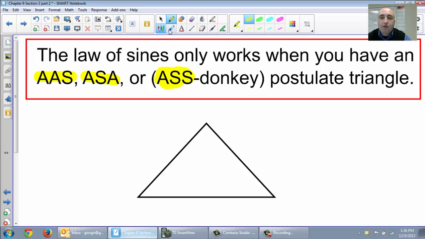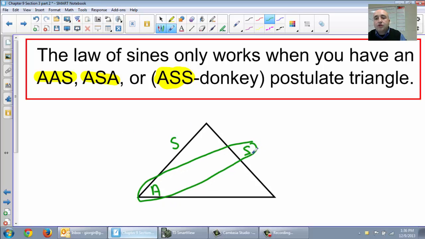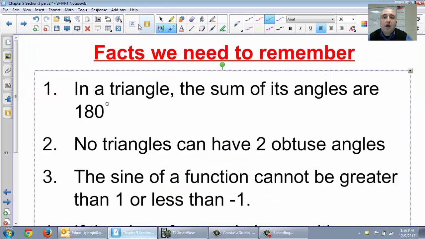Let me give you an example of what would look like the donkey postulate. Let's say they gave you an angle, and then a side, and then a side. Angle, side, side. Notice that we still have a set, so I can still use the law of sines because I'm given an angle and its corresponding side. So let's get right down to it. Let's look at some examples.